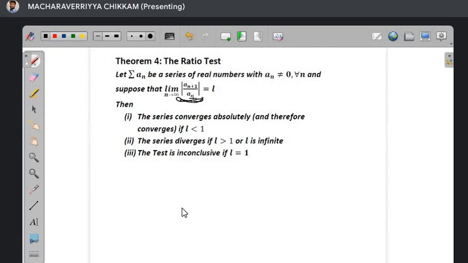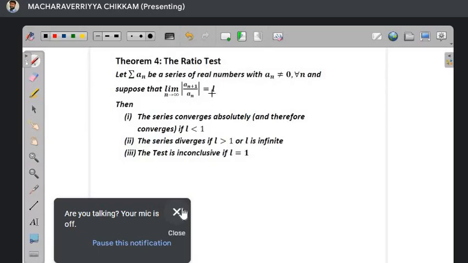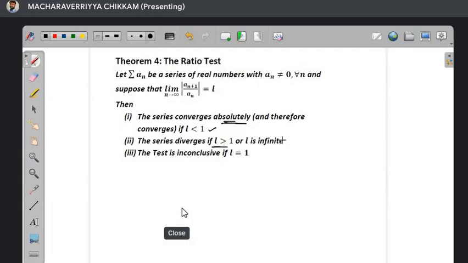We do not have any issue with positive term series. But assume that the series is not positive term. In that case, you can apply the ratio test like this. You take the limit of the absolute value of an plus 1 over an. If this limit is L, it's going to be absolutely convergent if L is less than 1, and divergent if L is greater than 1. We cannot conclude anything when L is equal to 1. So while applying the ratio test, if you get L equal to 1, then there is a chance of conditional convergence.